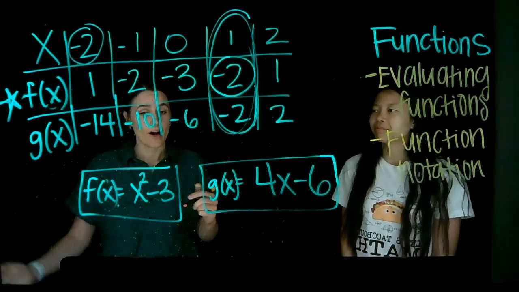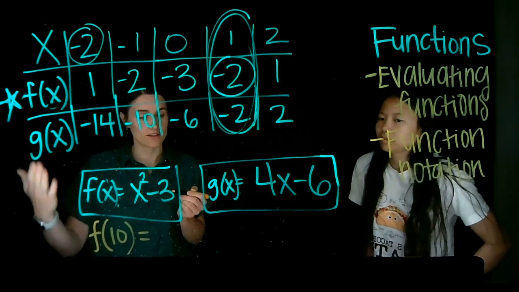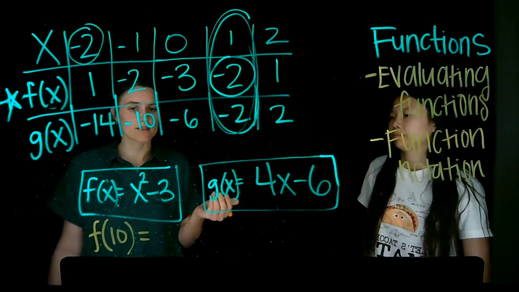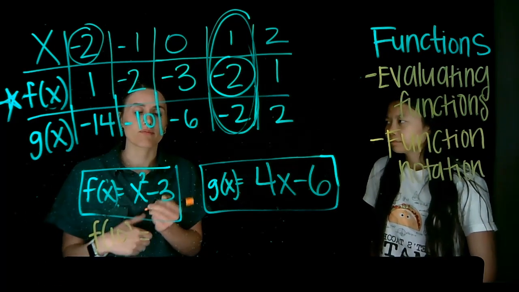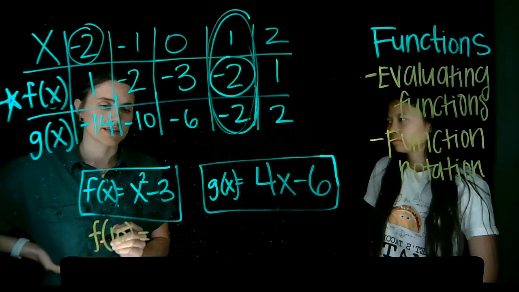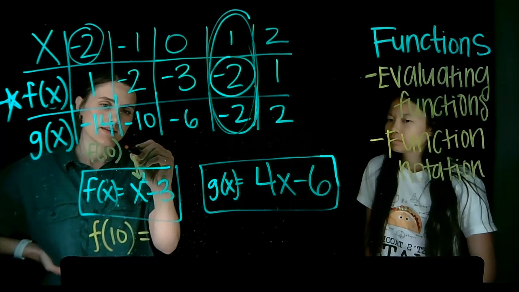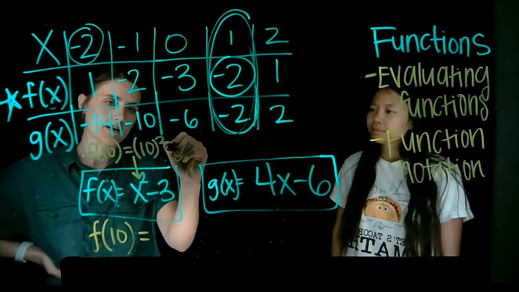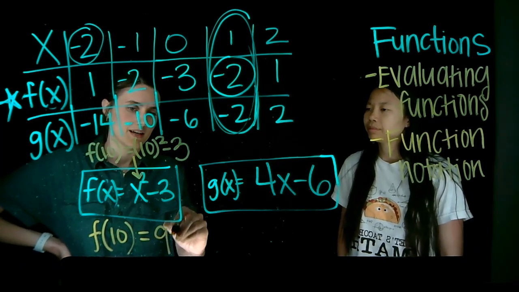All right, now what if I was given something that looks like this? Do you guys see 10 in our table? No, but that's okay because earlier we learned how to evaluate functions. When we're given an input value, we can plug it into the equation to find the output value. So f of 10, we're just going to take 10 and plug it in here for x squared. So f of 10 equals 10 squared minus 3. So 10 squared is 100, minus 3 equals 97.